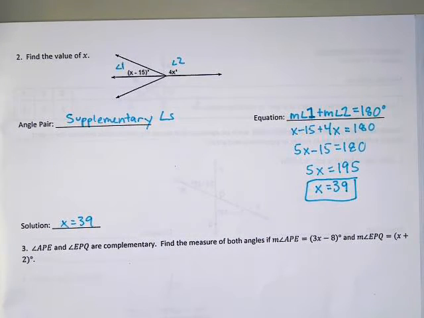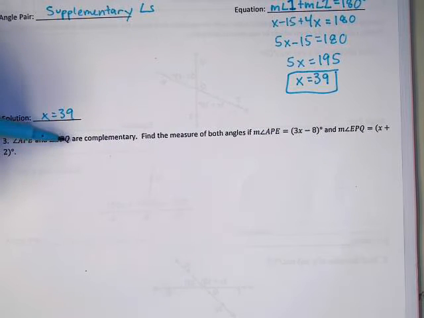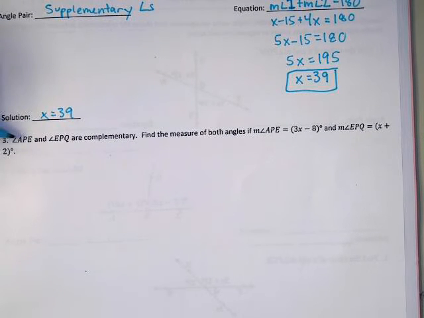All right. Awesome. Last example. We're getting there. I have APE and EPQ are complementary. Okay, this is nice. It's giving us angles. We can draw this picture. It's going to be a little easier, I'd say.